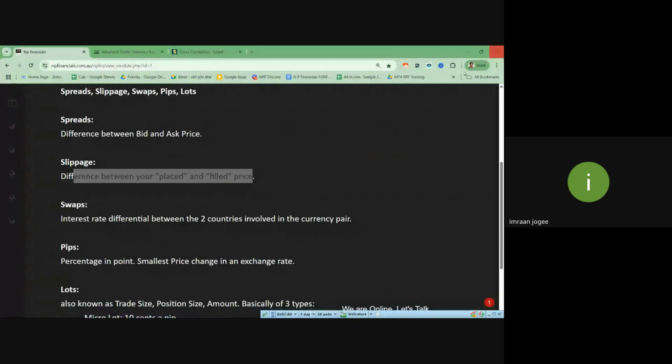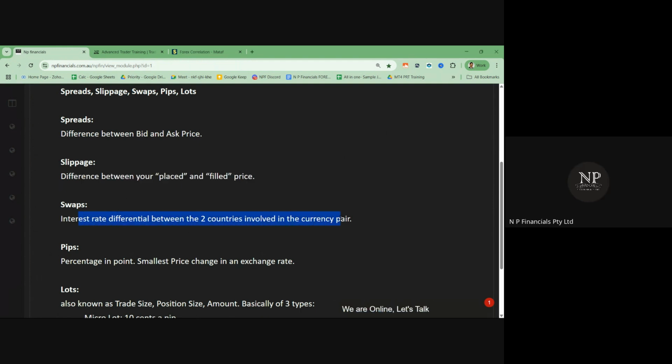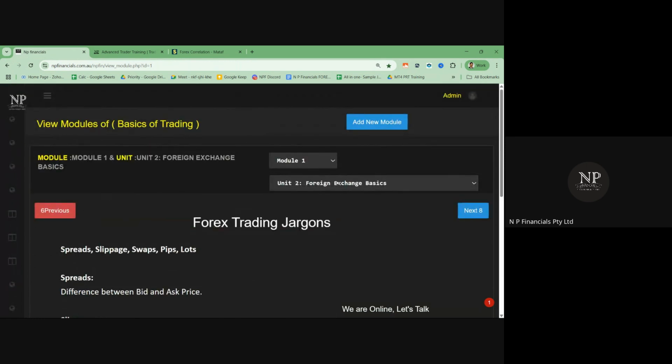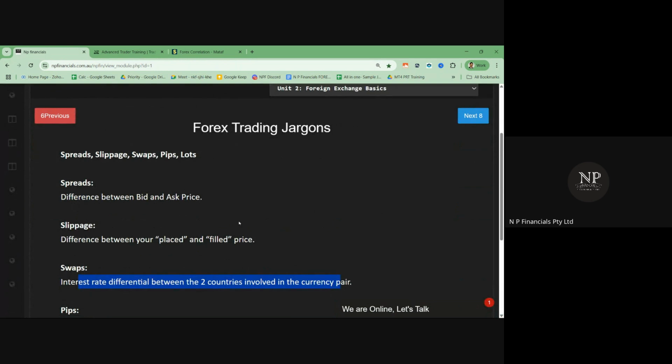Now swap. Swap is the interest rate differential between two countries involved in the currency pair. I told you in module 1, unit 1, that I'll explain swap. Now this is swap: the interest rate differential between the two countries involved in the currency pair. And how is it calculated?